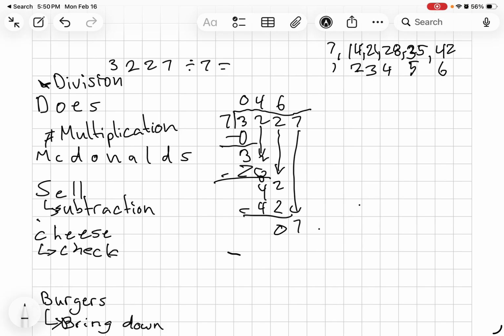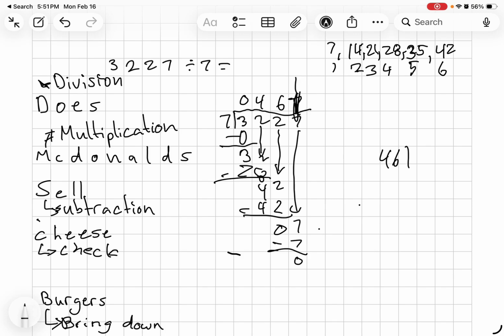Now, we know that 7 times 1 is 7. So we put 1 right here. And then 7 times 1 is 7. Then we subtract. We get 0. There's nothing to bring down. So the final answer is 461.